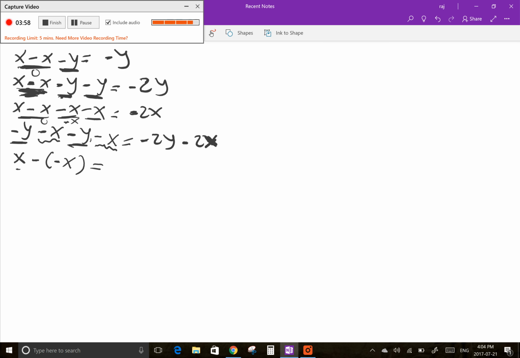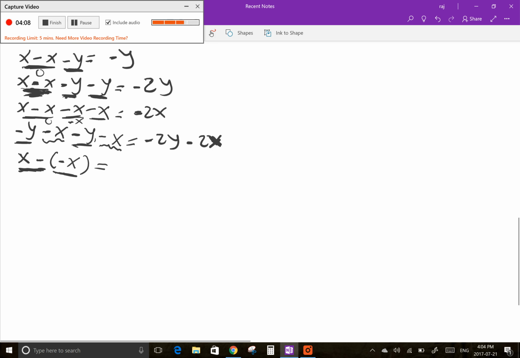So in this case we have x minus minus x. So as we know from numbers, minus minus becomes plus, so this is basically x plus x, right? So this minus and minus became plus, so it's x plus x, and x plus x becomes 2x. That's how you subtract variables.